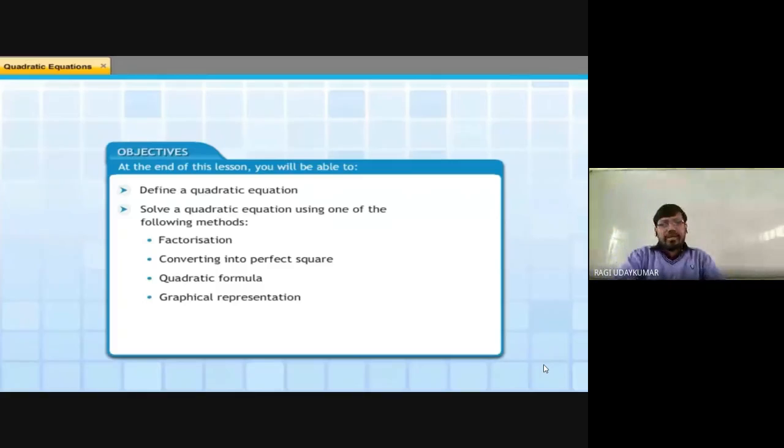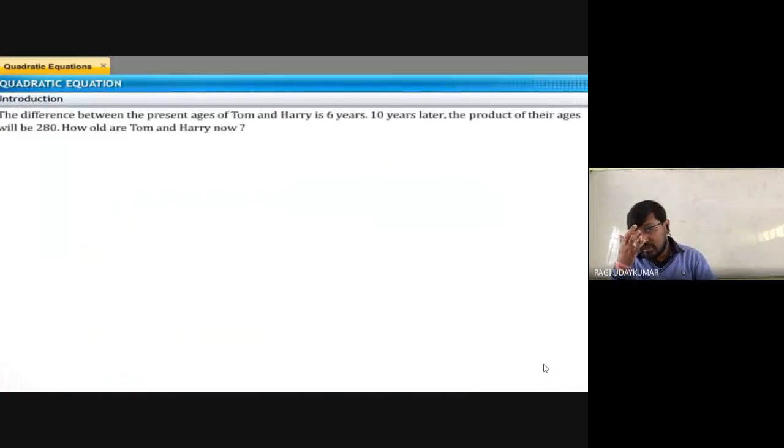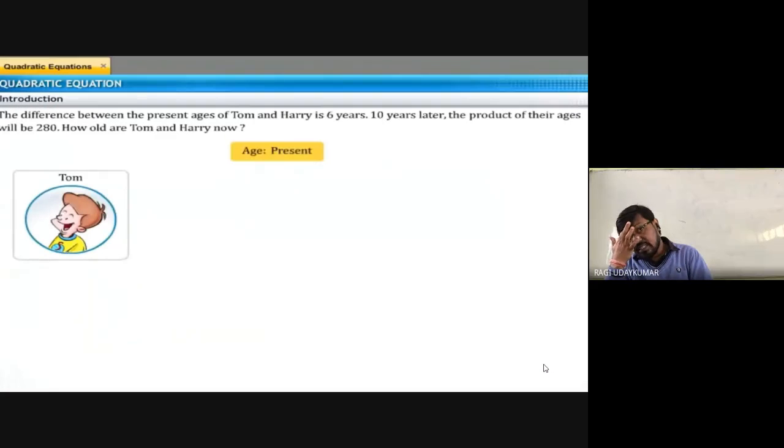So first thing we are going to learn in this chapter: defining a quadratic equation and solving the quadratic equation using one of the following methods. One is the factorization method, converting into perfect square method, the quadratic formula method, and the graphical representation method. Okay, so these are the different ways. Let us take one problem into consideration.